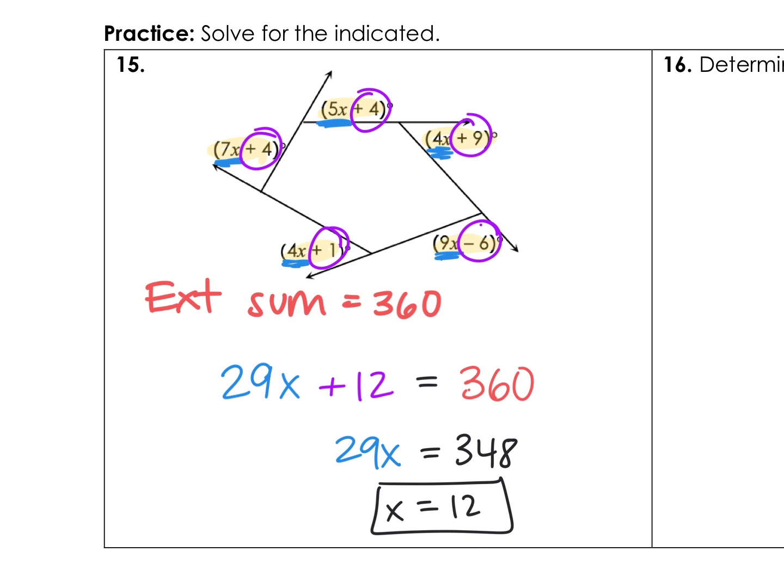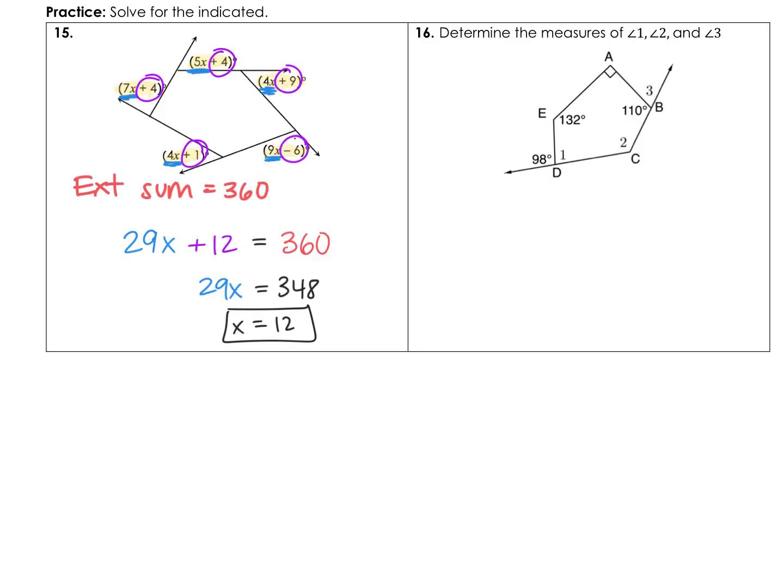16's got a lot of things going on. You have the interior angle, you got some exterior angles. Can you try and solve for all the things? Ready, go. You do have to know that the interior angle is summed to 540 degrees because it is a 5-sided figure. That's 5 minus 2 times 180. That's how you get 540.